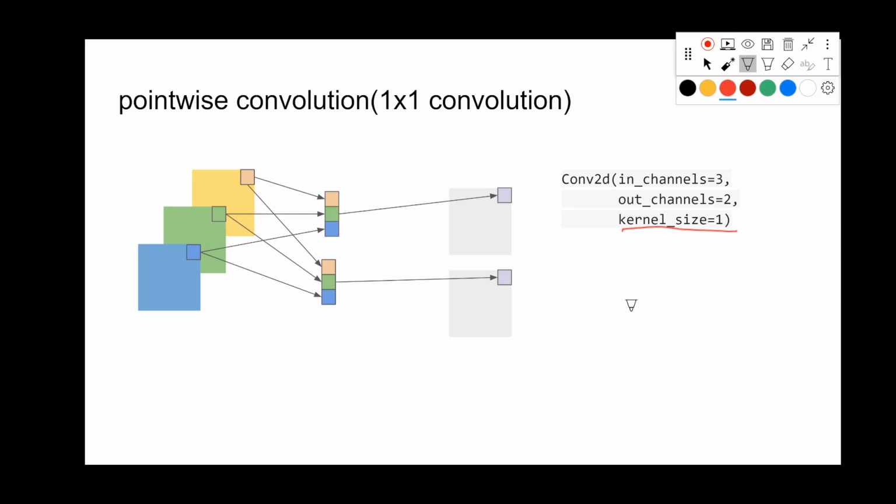So in this example, we have 3 input channels and we have 2 output channels. For each of the one-by-one kernels, you will try to produce 1 output channel by using all 3 input channels. And since we have 2 sets of the one-by-one kernels, we will produce 2 output channels.